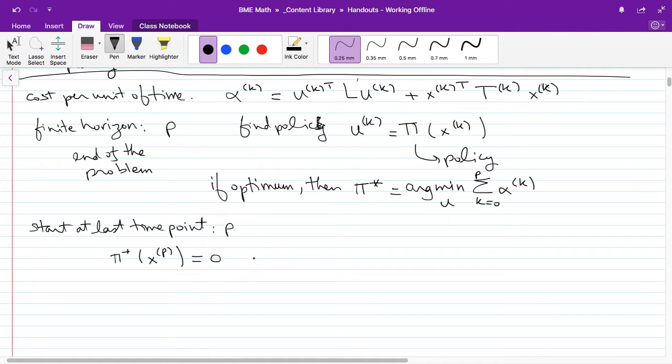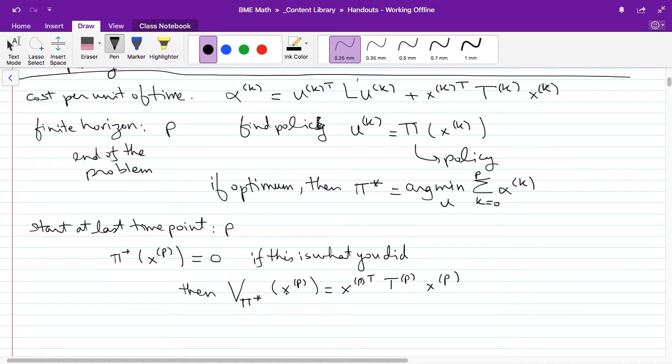So if that is what you did, then we have a function that we call a value function, V. This is the value of your policy, which is basically the cost that you incurred. V under the optimum policy, which is in this case do nothing, at time point x of p, is just going to be the cost that you incurred. Well, you didn't incur any cost for the commands you generated. You just have x of p transpose T of p x of p. That's the value of your state x of p under the action of doing nothing. Essentially, it is the cost that you incur.